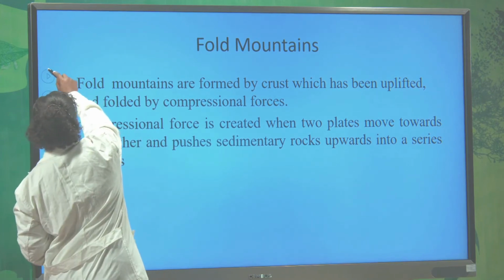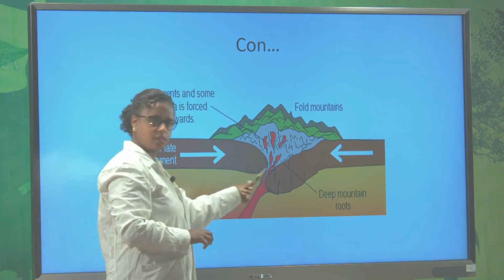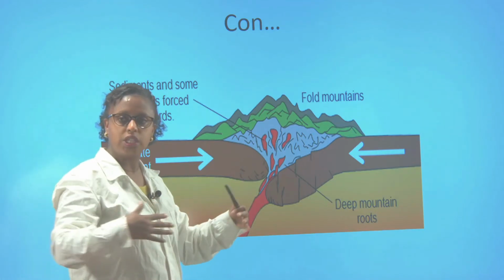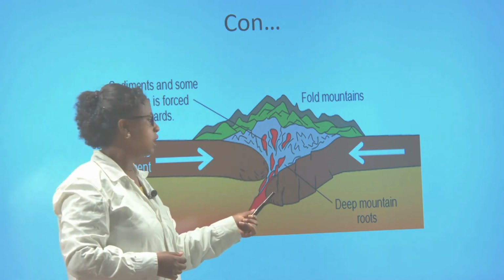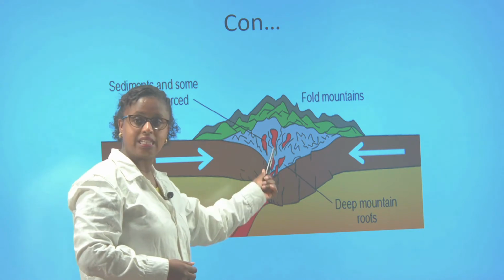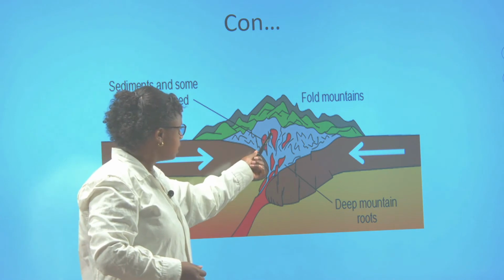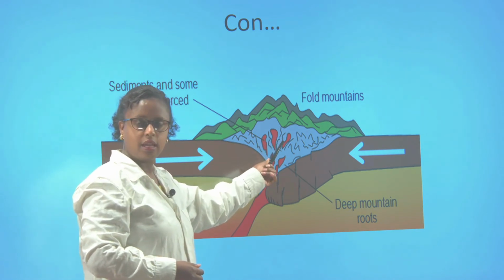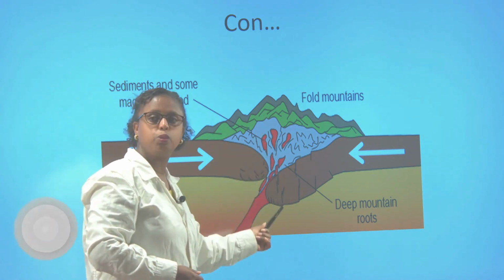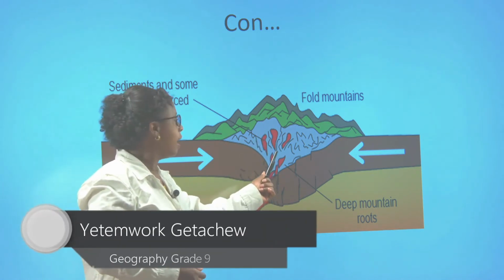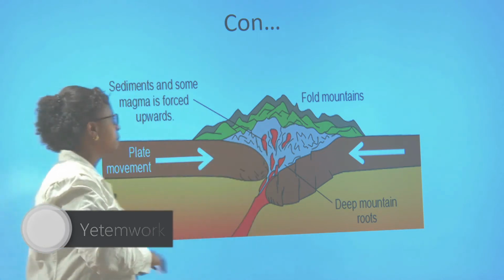Here the picture shows how the fold mountains are created. The two plates of land move towards each other, moving to the center, and the compressional forces push the sedimentary rock inside the crust of the earth. Magma, the hot molten substance, together with the sedimentary rock pushed by the compressional force, is uplifted and folded here to form the fold mountains.